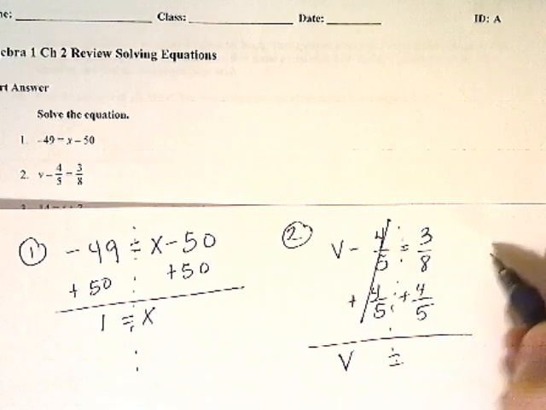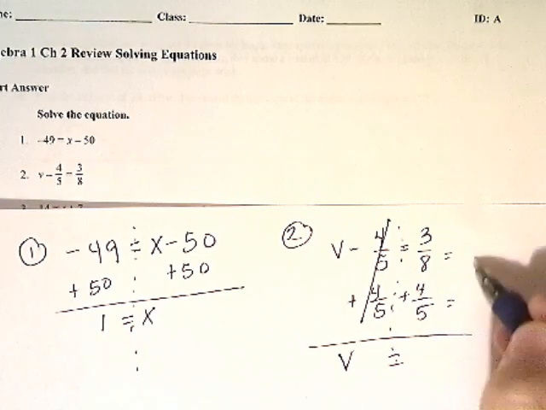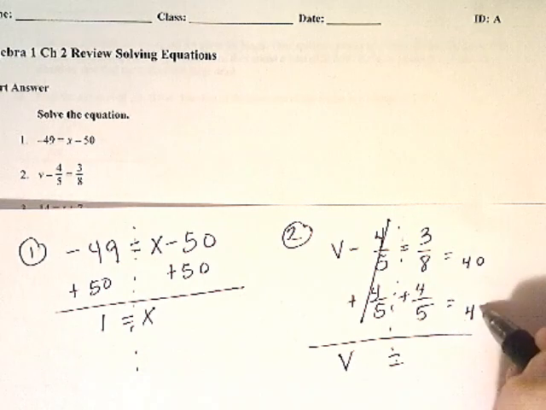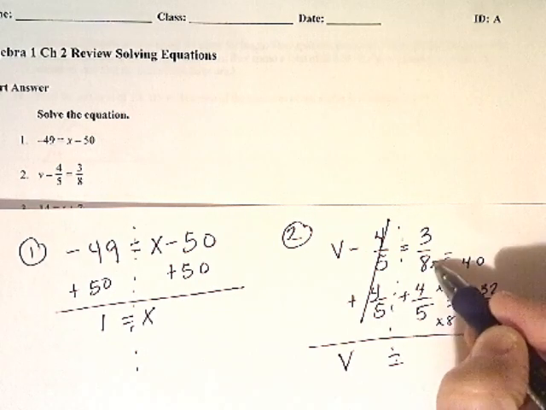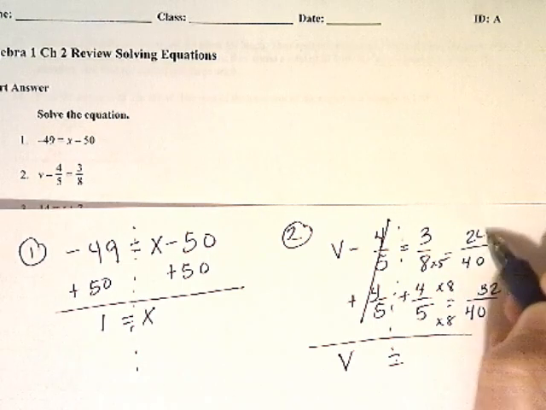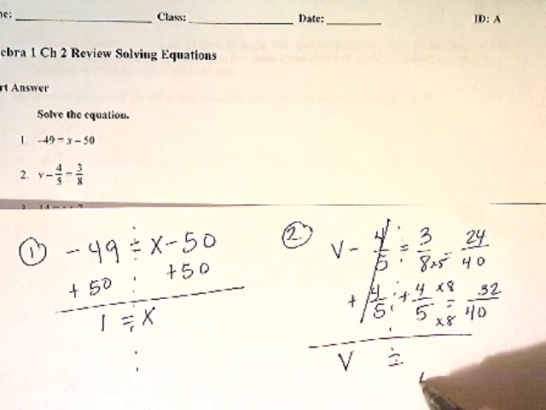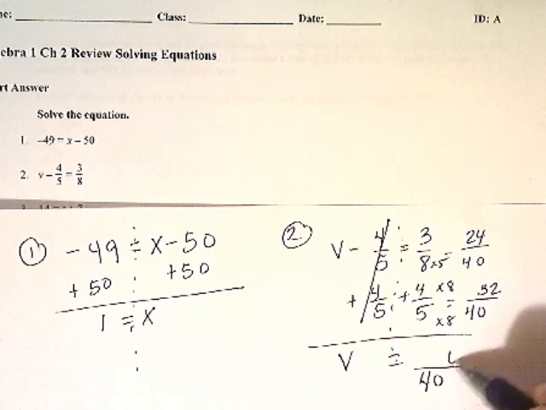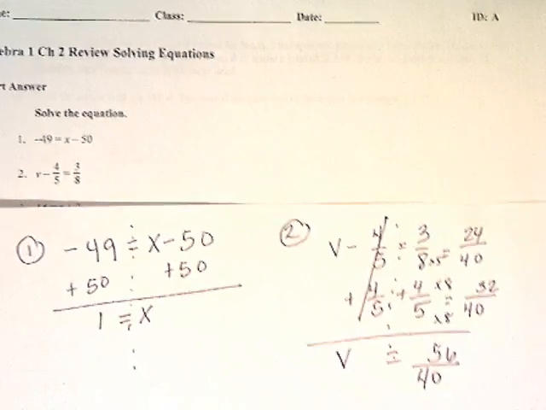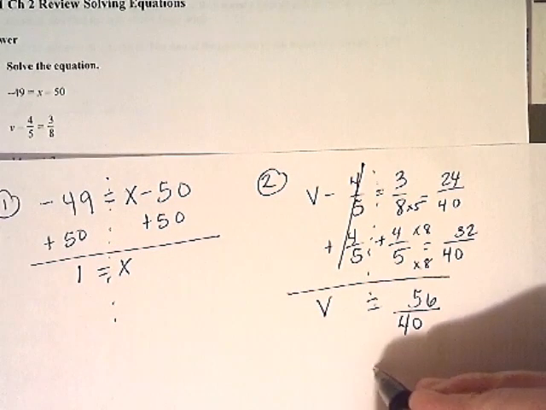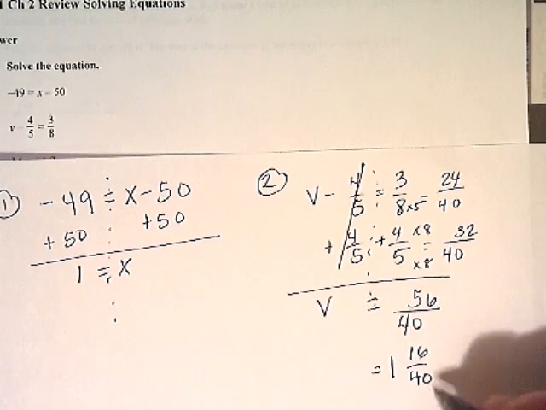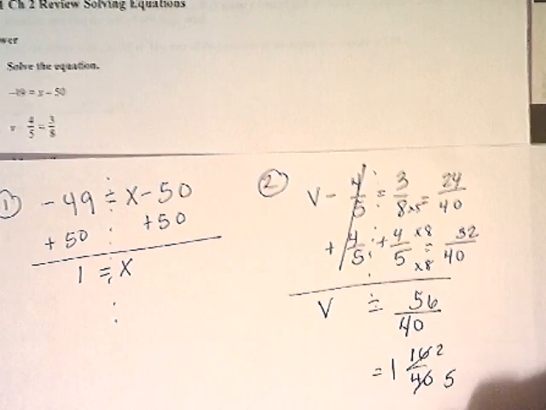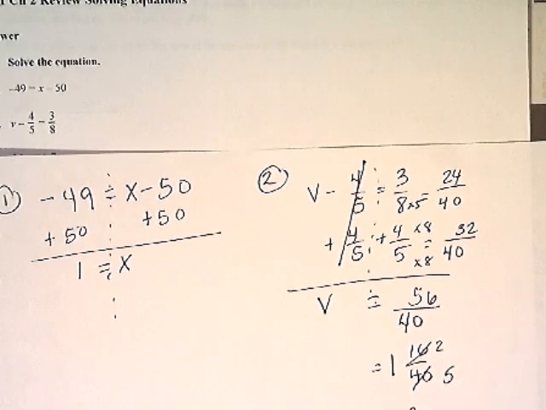Okay, we need a common denominator. The common denominator for 5 and 8 is 40. 5 times 8 is 40, so 4 times 8 is 32. 8 times 5 is 40. 8 times 3 is 24. We're going to add those together, and we're going to get 56 over 40. We can simplify that to 1 and 16 over 40. 8 goes into 16 twice, goes into 40 5 times. 1 and 2/5.